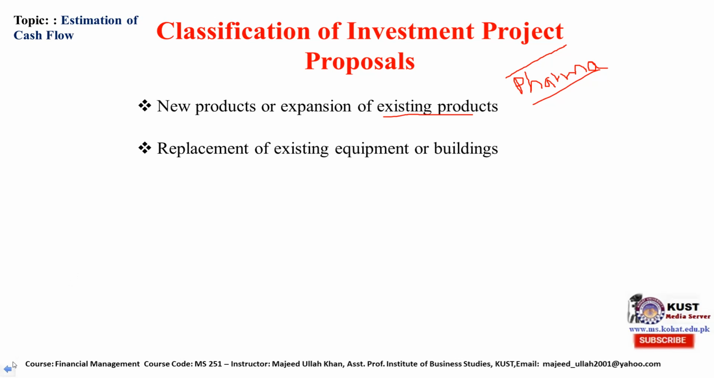The first classification is new product development or expansion of existing product. Then the second classification is replacement of existing equipment or building. Maybe old equipment has been disposed of when new is purchased, which is also replacement of equipment. A new construction of a building is also one of the classifications of investment projects. Research and development is also an investment project proposal.